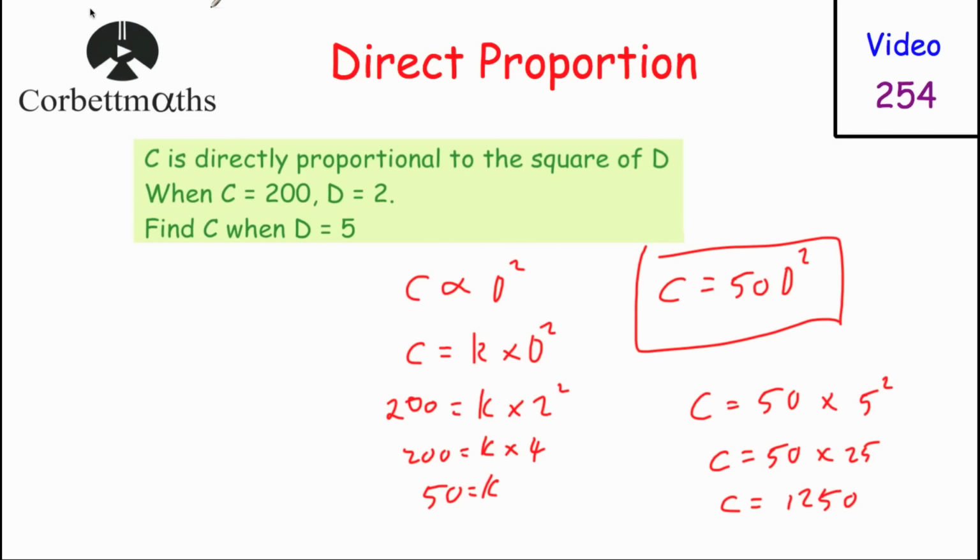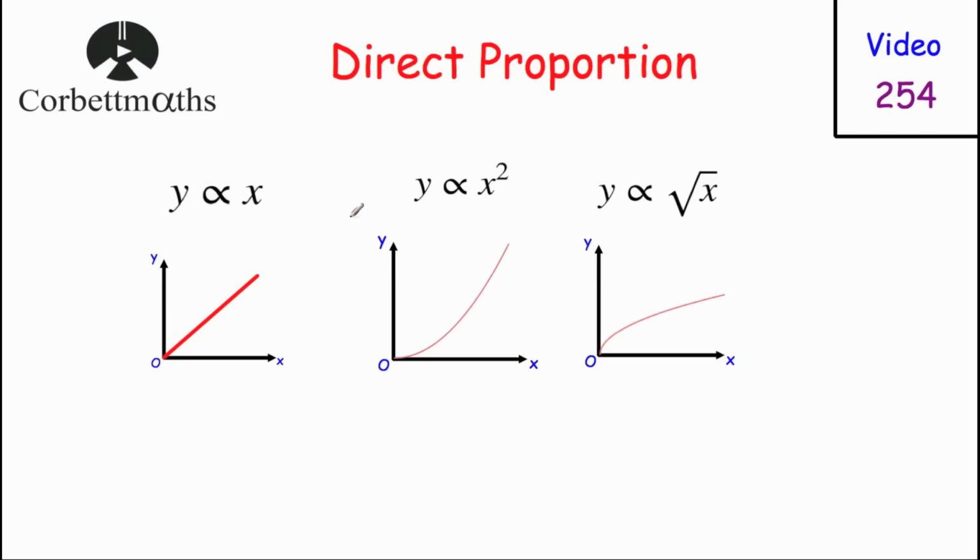And one other thing that's useful with direct proportion is to know what the graphs look like. And here are some situations on what their graphs look like. If you have y is directly proportional to x, that means as x increases, so does y, and the graph looks something like this. This is a nice straight line going up like that.